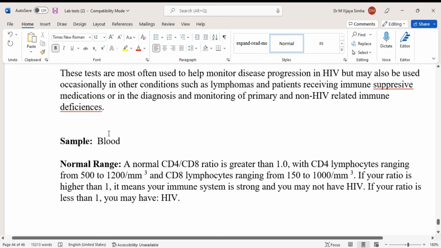Normal range. A normal CD4 to CD8 ratio is greater than 1.0, with CD4 lymphocytes ranging from 500 to 1200 cells per cubic millimeter, and CD8 lymphocytes ranging from 150 to 1000. If your ratio is higher than 1, it means your immune system is strong and you may not have HIV. If your ratio is less than 1, you may have immune deficiency. That is about CD4 and CD8 testing.